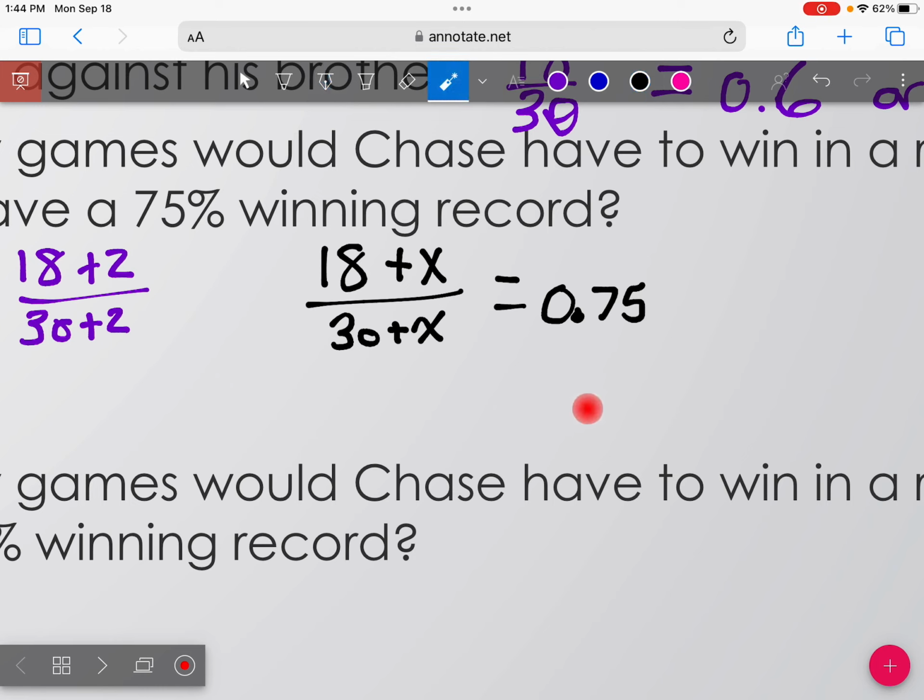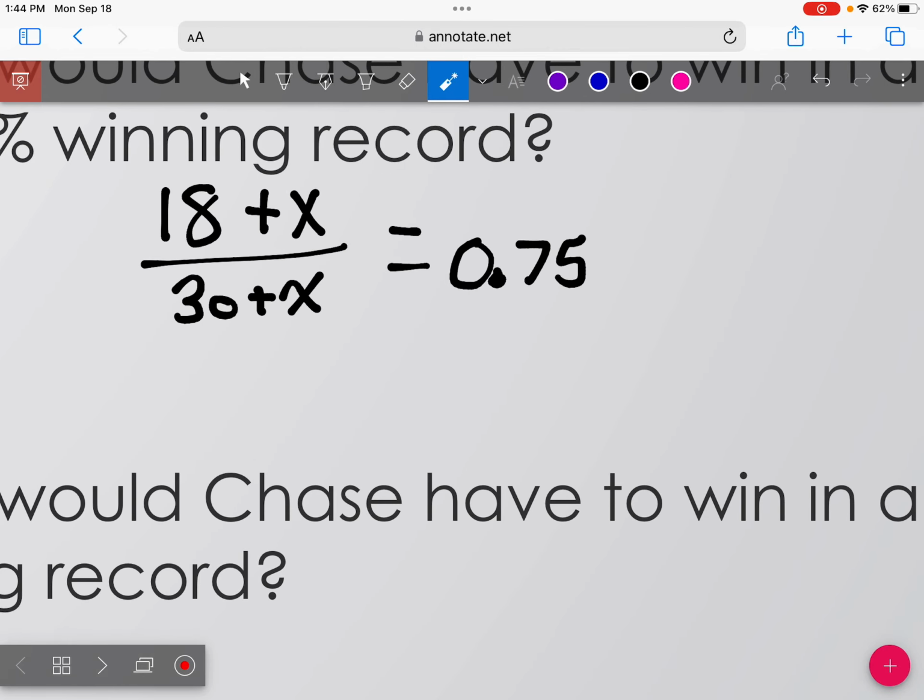Did you put that to the calculator, or did you just set it equal to it? I set it equal to that, because we want to know what X is in order to have the 75% record. This was just us thinking about it and trying to find the structure. I don't know how many games he needs, but whatever it is, we need it to equal 0.75. So what can I do to solve this and figure out what X actually is?